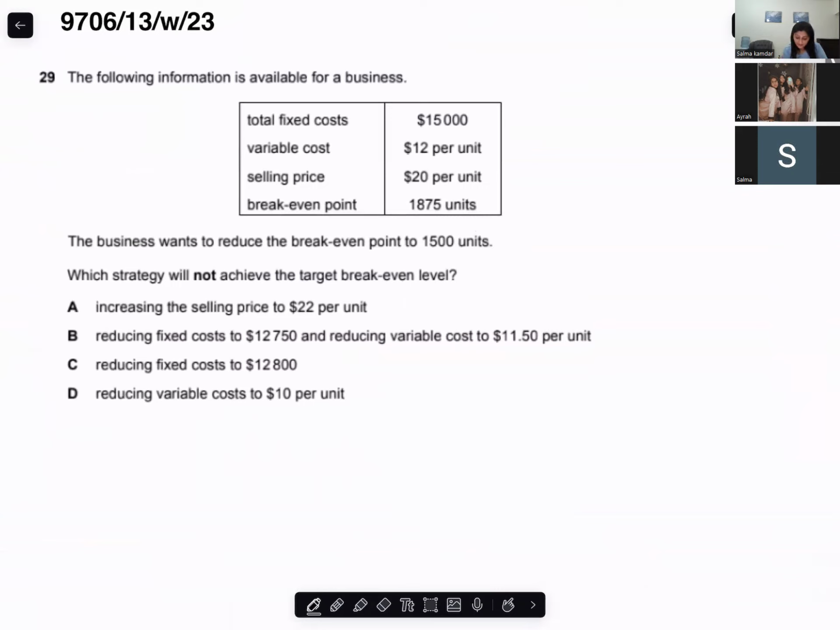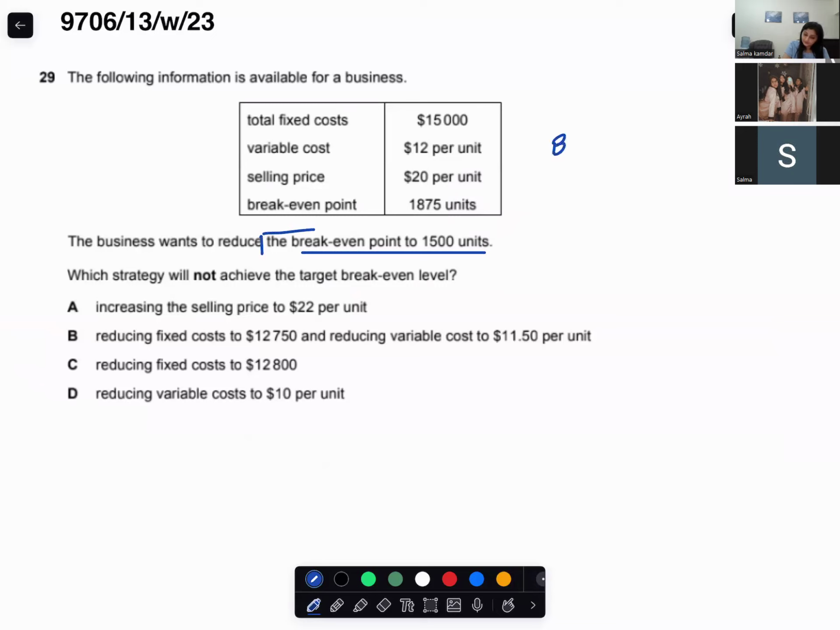So you have some information available, and what do they want? They want you to see which strategy will not help achieve 1500 units as the break-even. They want to reduce it to the break-even point of 1500 units. So can you tell me, if I want to reduce it to break-even point of 1500 units, what I have to do? To find the break-even, you'll have to do fixed cost upon contribution per unit.